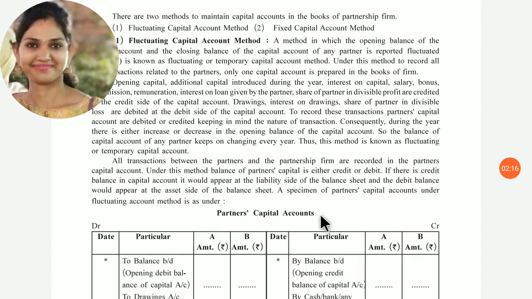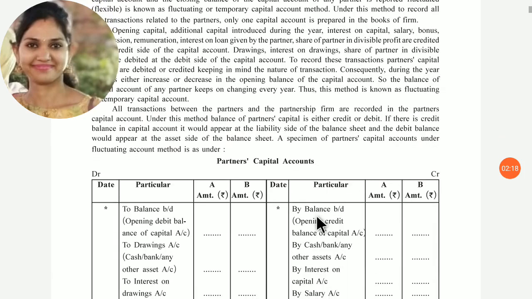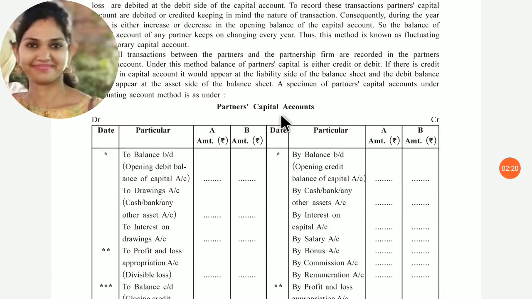See the specimen of a partners capital account. Very first we will write the balance brought down. It means the opening balance of a capital. We know that the capital balance is always on the credit side, so we will write the opening balance of a partner's capital account on the credit side.